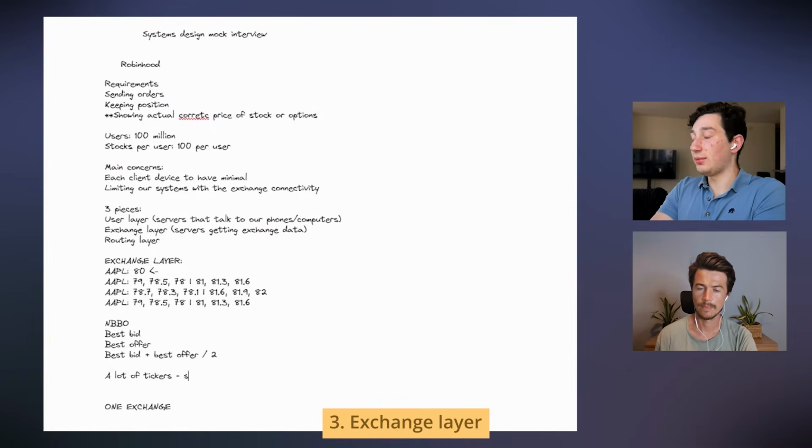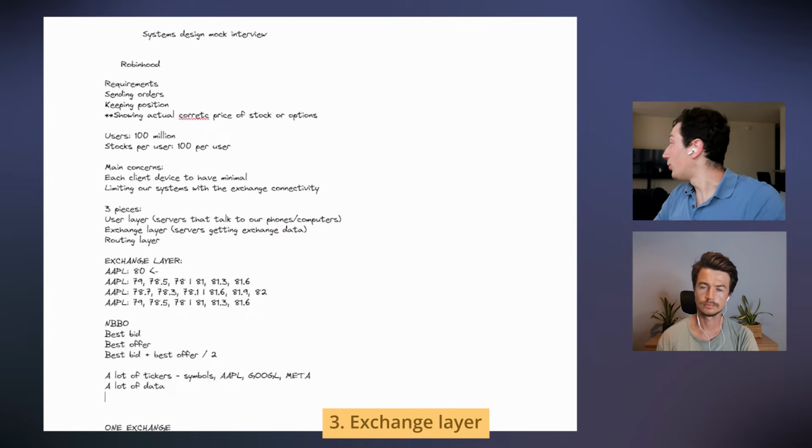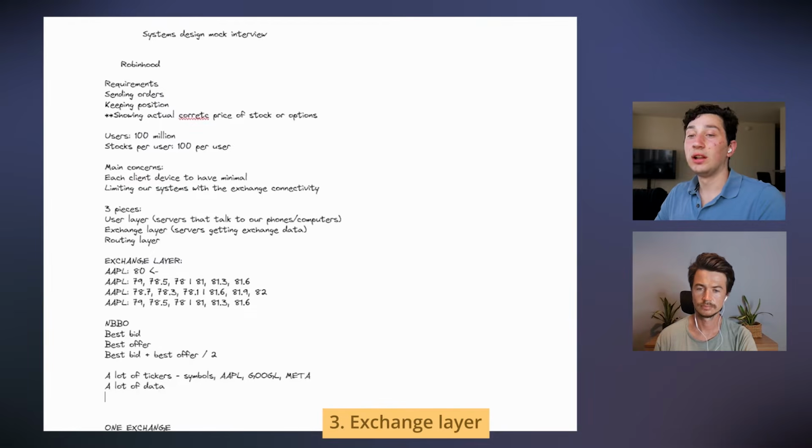And when I say a ticker, I mean symbols like Apple or Google or Meta, and those are all the stock names. And we've also got a lot of data, so we probably need some amount of sharding. But in my head, you need to make sure that all of the data from an individual ticker, regardless of exchange, is going to the same node.